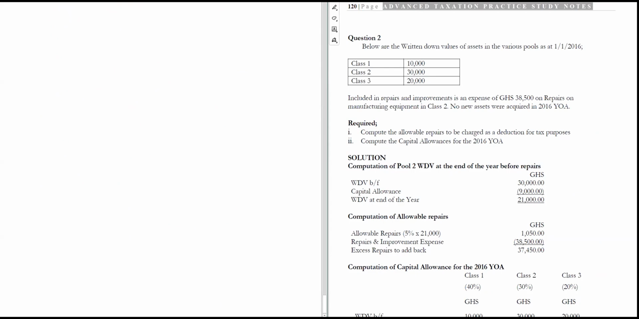So to compute allowable repairs, we do two things. So step 1, computation of allowable what?